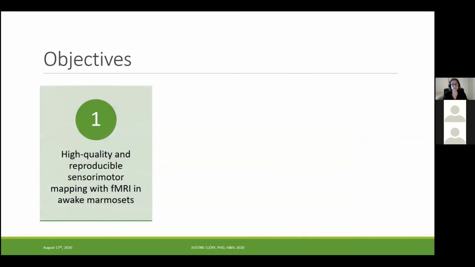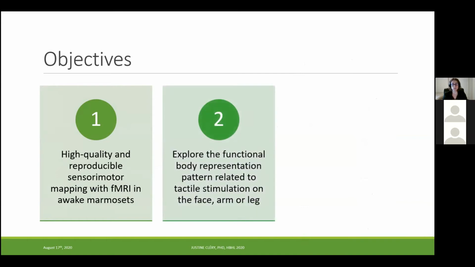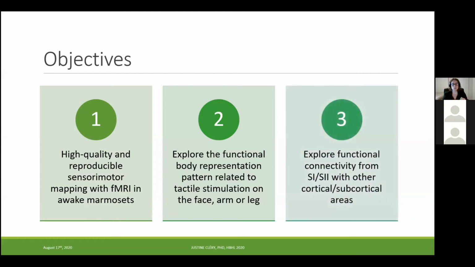The aim of this project was to establish the feasibility for getting high quality and reproducible sensory motor mapping with fMRI acquiring awake condition, and to explore the functional body representation by applying tactile stimulation to the face, arm, and leg of awake marmoset, and compare to studies performed under anesthesia. Lastly, we also want to explore how somatosensory areas highly responsive to tactile stimulation are functionally connected to some cortical and subcortical regions.